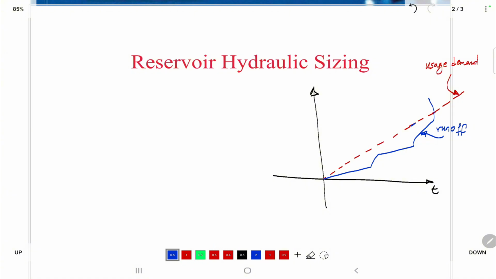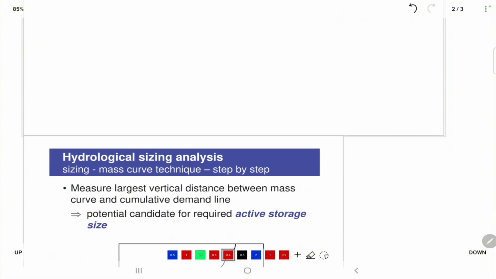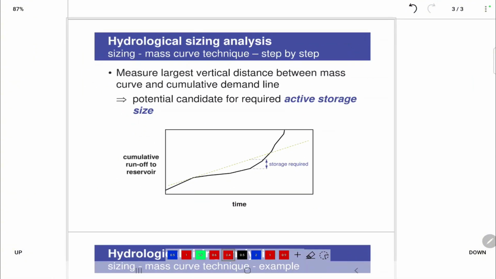So maybe by visual inspection, maybe this one is the maximum. You see this one is, for example, larger than this one. So I'll be using this one as the maximum, or I'll expect this distance is the maximum storage. This one will be designated as maximum reservoir storage required.